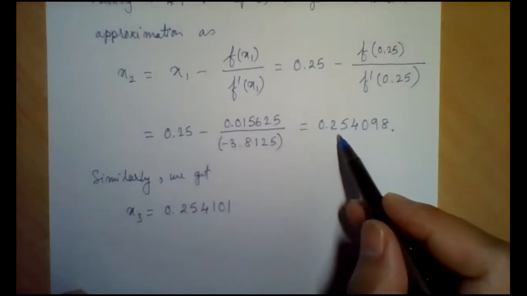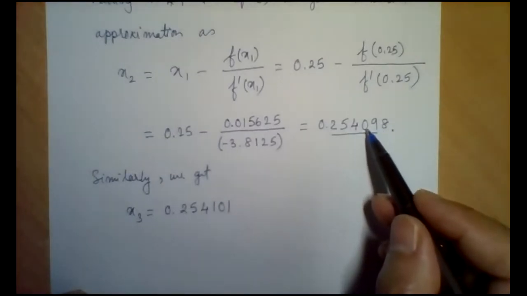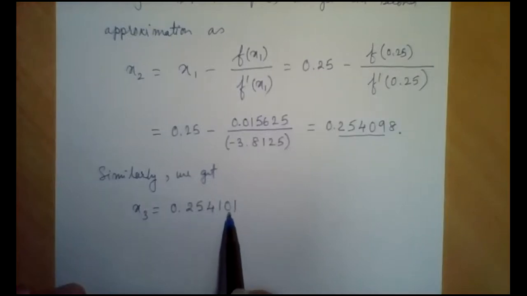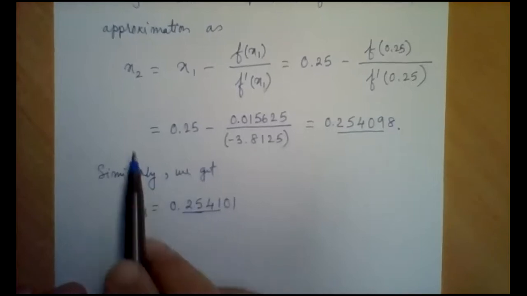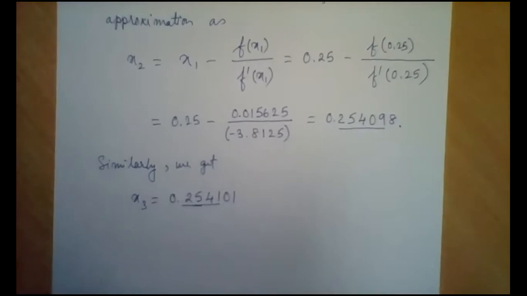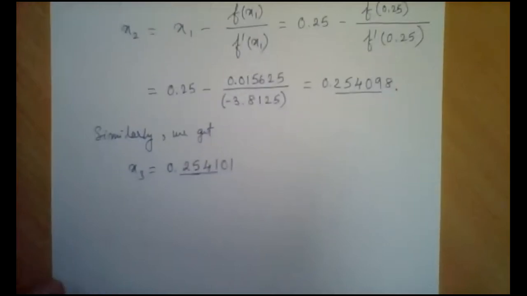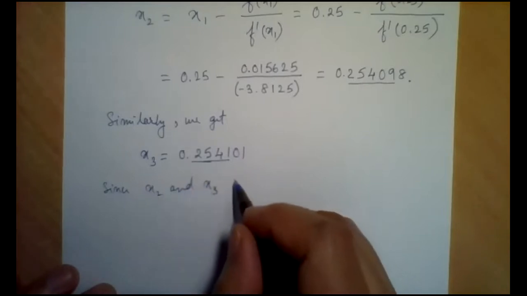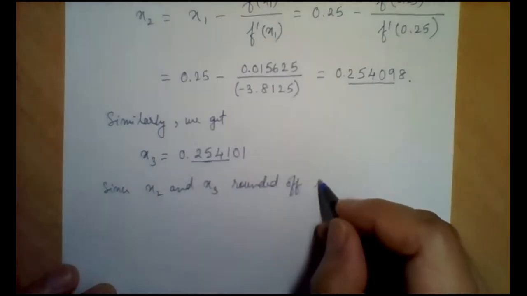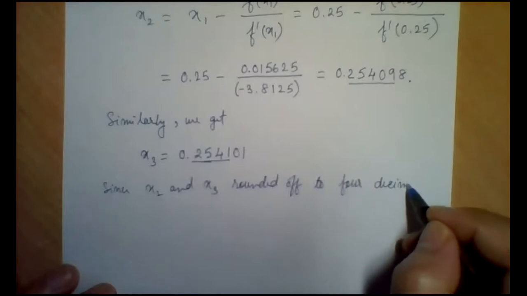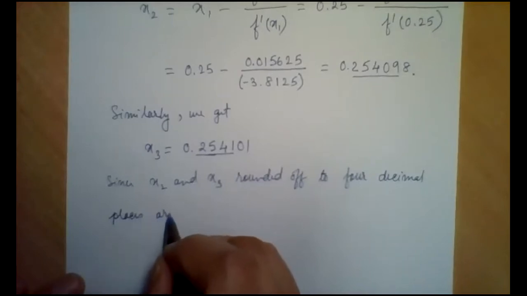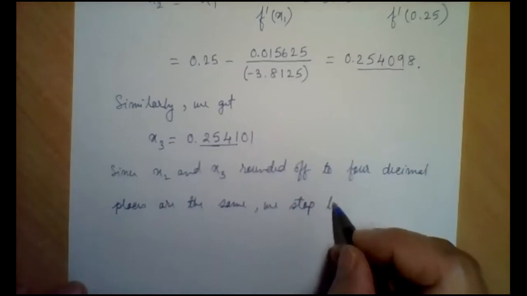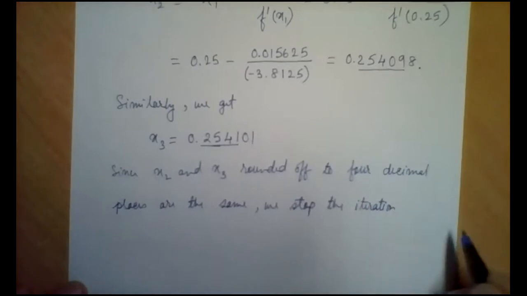When I round this to 4 decimal places, this will be rounded up to 2541. Similarly, x3 is 2541. Since x2 and x3 rounded off to 4 decimal places are the same, we can stop the iteration here. So since x2 and x3 rounded off to 4 decimal places are the same, we stop the iteration here.